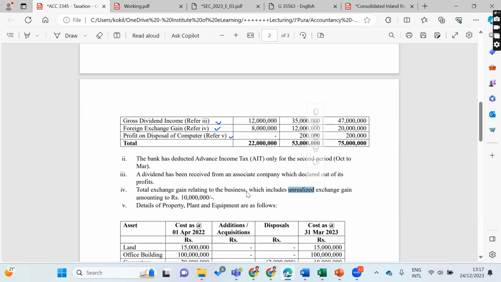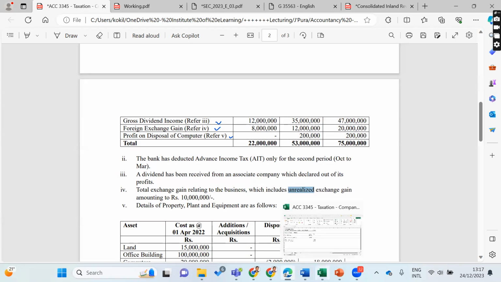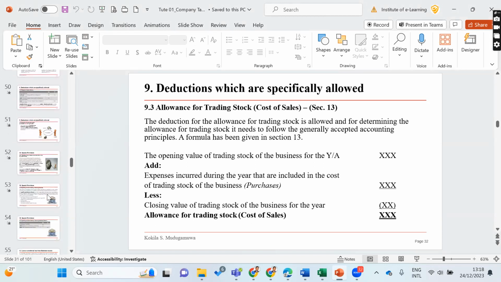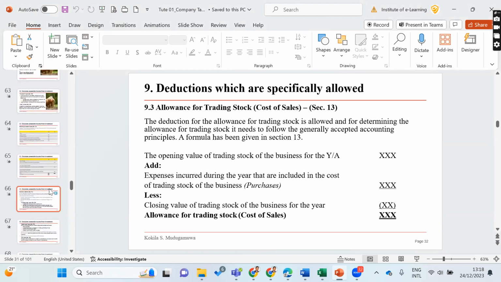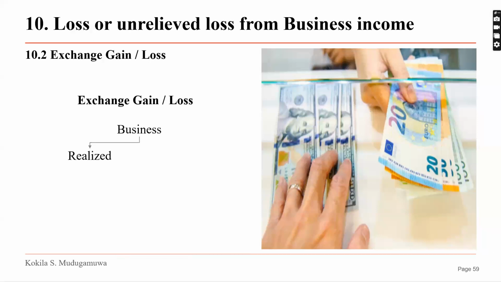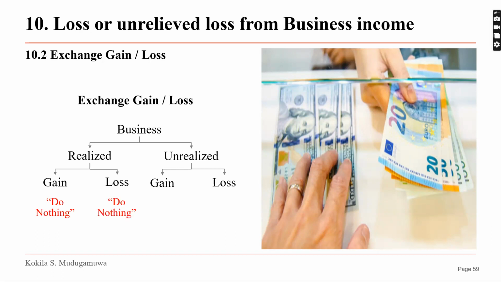With exchange gains, you need to look at two things: whether it is unrealized. If I explain a little of the theory part: exchange gain, if it is business, whether it is realized or unrealized. If it is a realized gain or realized loss, do nothing; no adjustment is needed for a realized one. If it is unrealized, the gain has not been realized; it is a false profit to increase the bottom line.